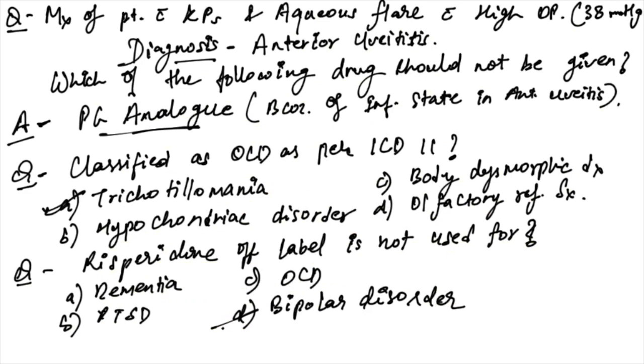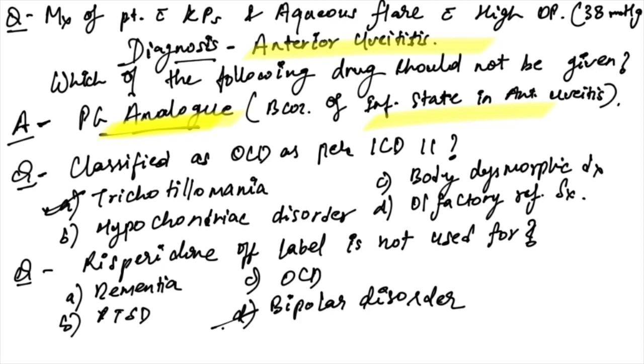This is the answer. Now, management of the patient with keratic precipitates and aqueous flare with high ocular pressure, 38 mm Hg, was given, and the diagnosis is anterior uveitis. Which of the following drugs should not be given? Prostaglandin analogs are not given because of the inflammatory state in anterior uveitis.